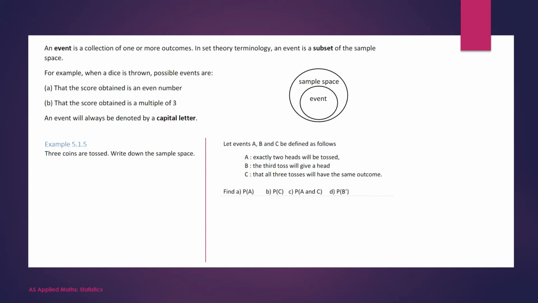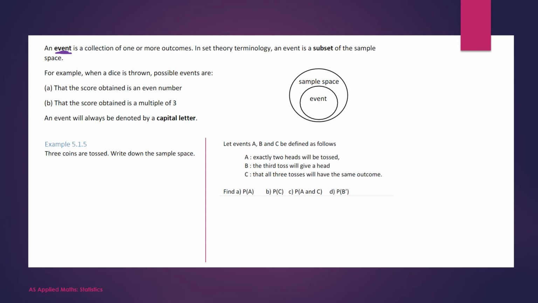An event. So terminology, an event is a collection of one or more outcomes. In set theory terminology, an event is a subset of the sample space. Sample space represents everything. An event is something that can happen. So going back to the last slide, the event was getting exactly 12 or getting a number that was less than 6. The sample space was the whole thing.